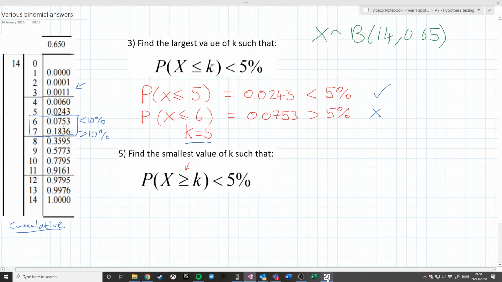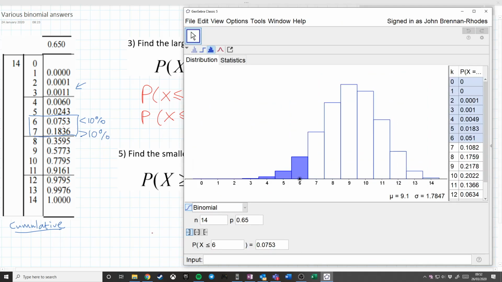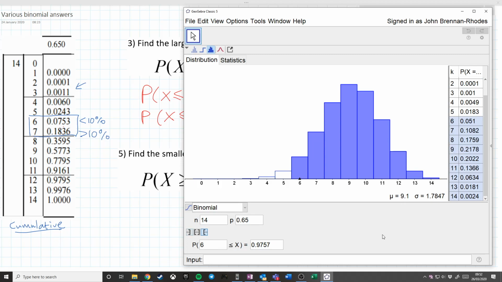So, let's have a look on here. I can switch this to greater than, and I want to know what is in the top 5%. What results are greater than, or what is less than 5%? Well, I can see at the bottom that greater than or equal to 12 is about 8%. Greater than or equal to 13 is about 2%. So the answer is 12 is too big, 13 is just right.